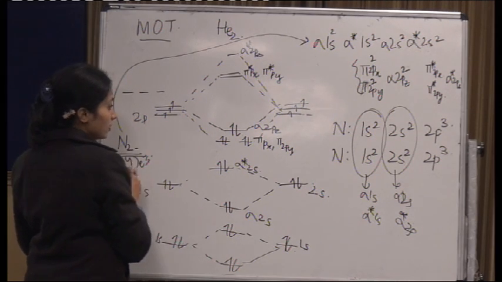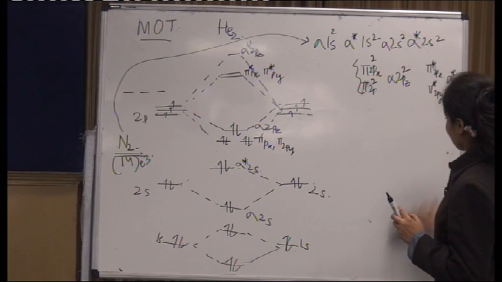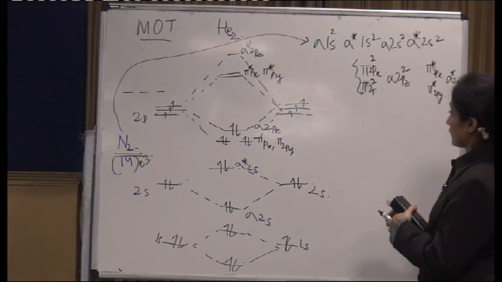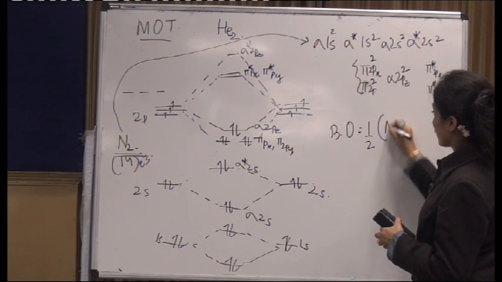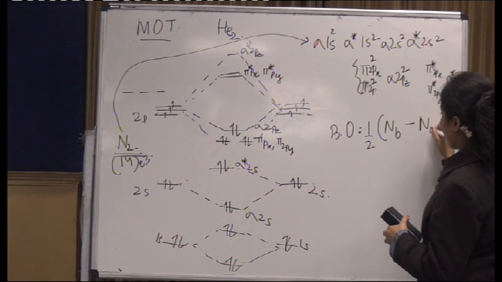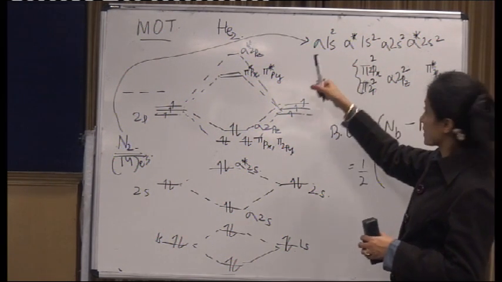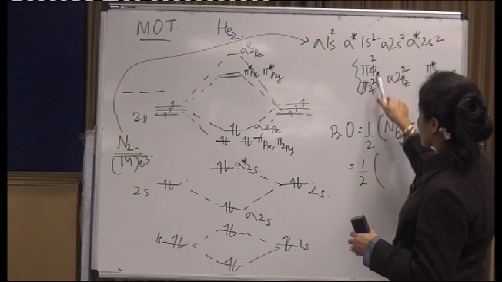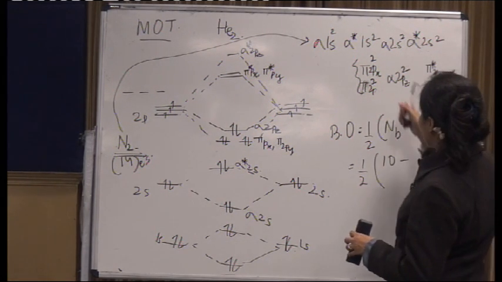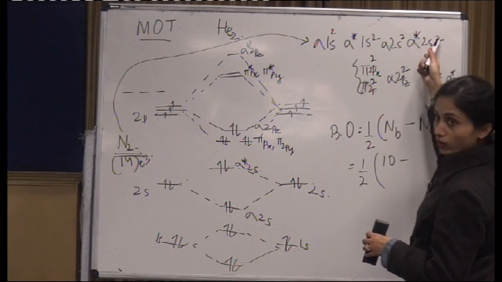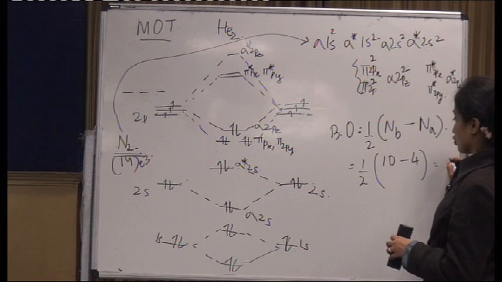And what will be the bond order? Now the bond order in this case will be what? Now see, bond order is half of number of bonding electrons minus number of anti-bonding electrons. What is that? Now number of bonding electrons is 2, 4, 6, 8, 10. Alright? Minus number of anti-bonding electrons will be 2 and just 4. So it is equal to half of 10 minus 4, that is equal to 3.